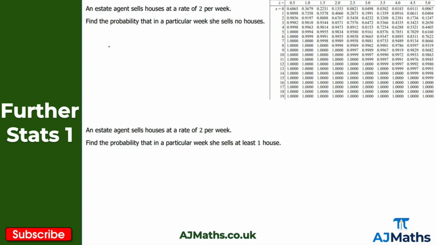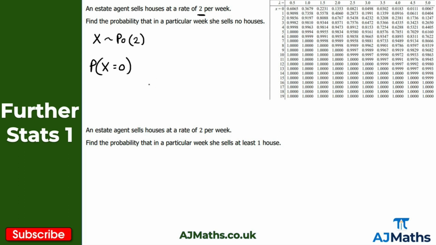If I use the variable x to represent the number of houses being sold per week, then x in this case would follow a Poisson distribution, and my parameter will be 2. That's the rate. It's a rate of 2 per week, so that parameter would be 2. Now we're looking for the probability that in a particular week she sells no houses. So what I'm looking for is the probability that x is equal to 0. That's the probability that she sells no houses.